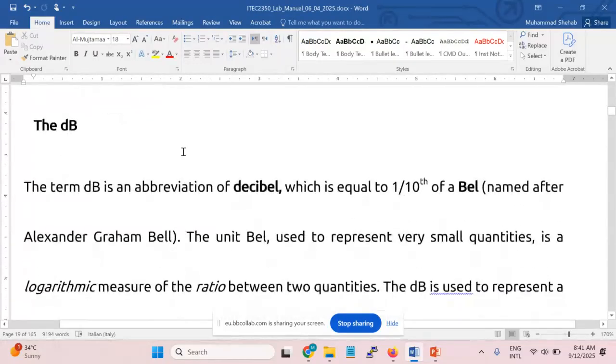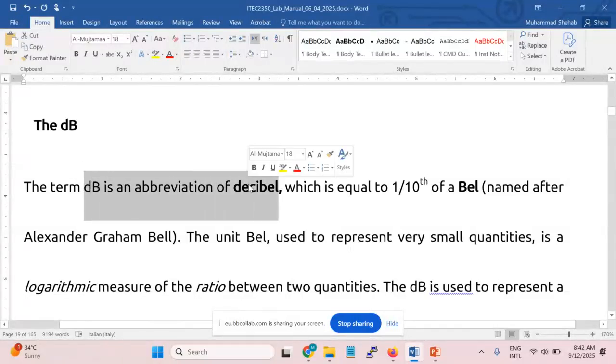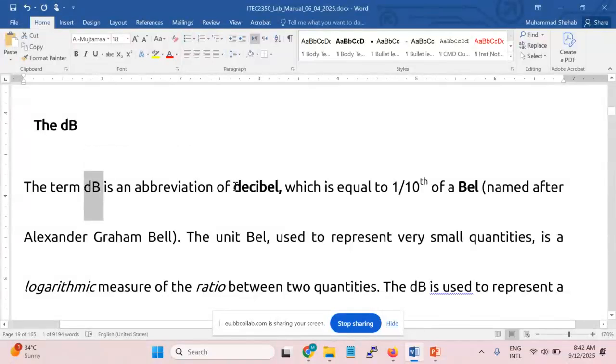So the term dB is an abbreviation of decibel. When we say dB, we mean decibel, okay? Which is equal to 1/10, 0.1 of a bel, named after Alexander Graham Bell.